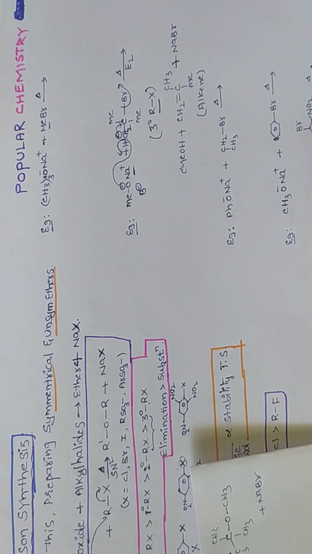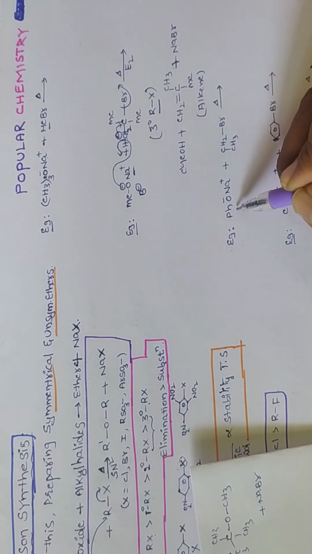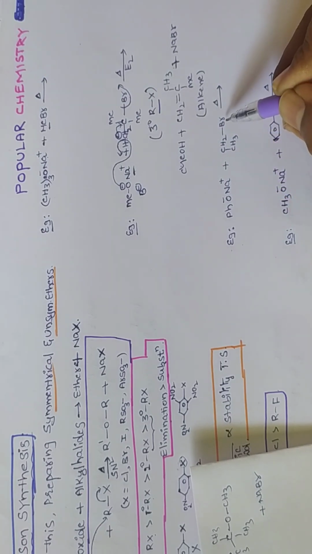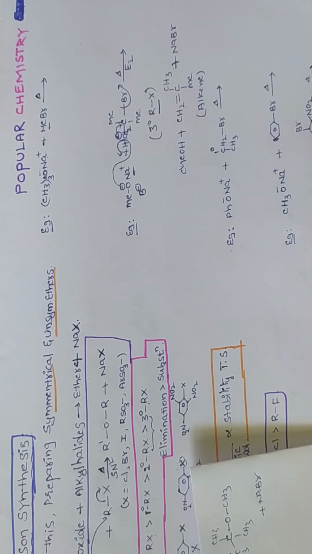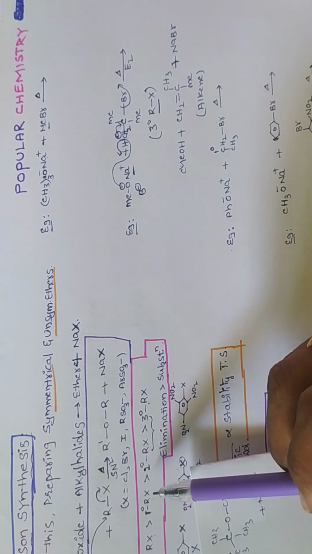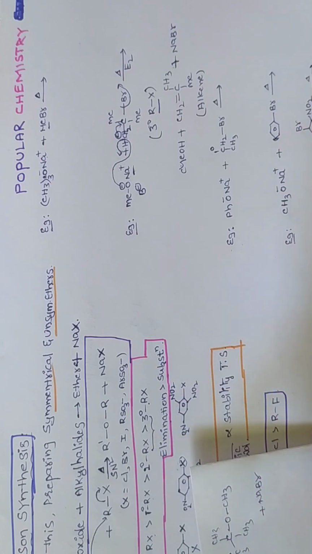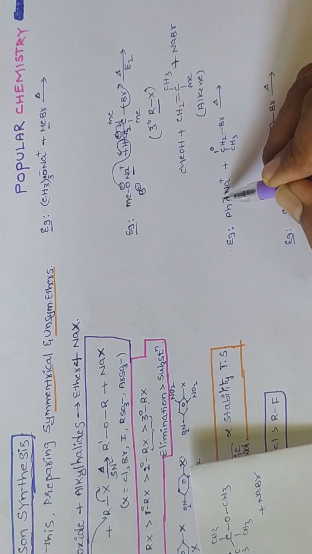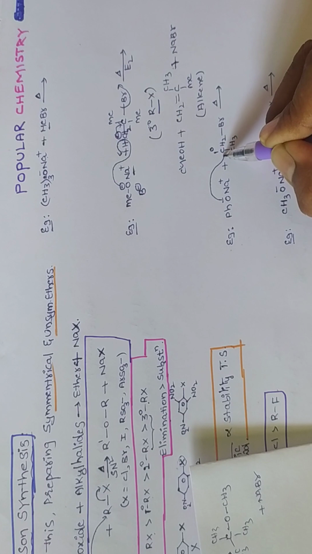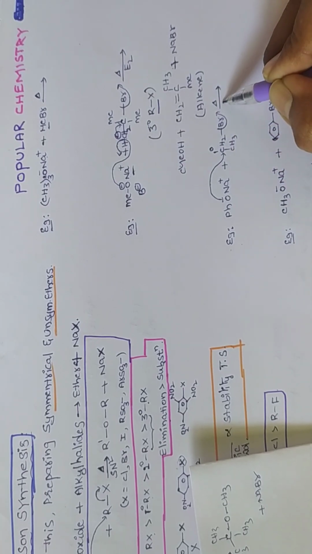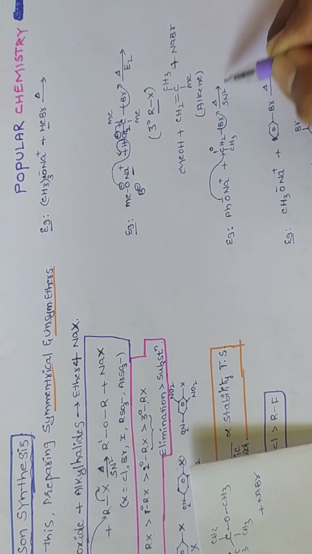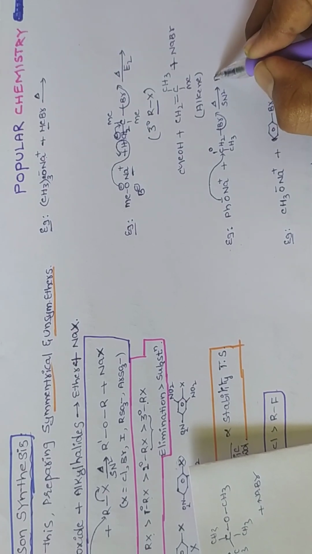Next, this is sodium phenoxide. Now this halogen is attached to a 1 degree carbon, so it is a 1 degree alkyl halide. A 1 degree alkyl halide is favorable for a nucleophilic substitution reaction. So this nucleophile attacks this carbon from the back side, and the leaving group leaves from the front side. It follows an SN2 mechanism. Then what are we going to get?